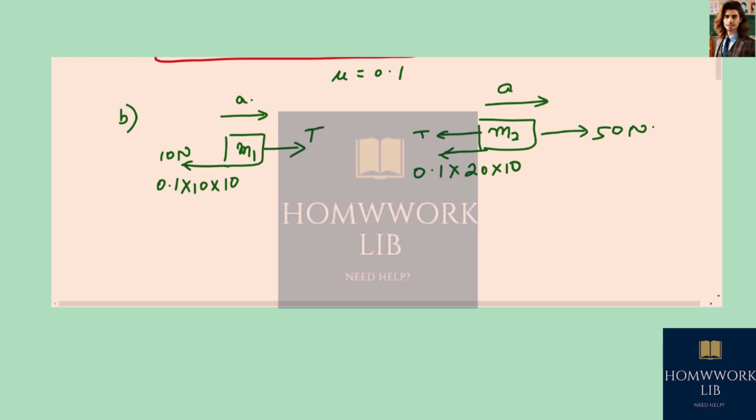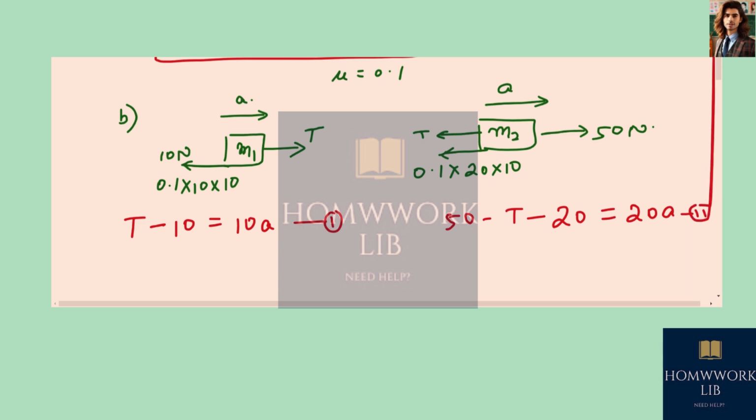The net force in block M1 is T minus 10, equal to m1 times a. The mass is 10, so 10a. That's equation 1. Similarly, applying Newton's second law to block M2, we get 50 minus T minus 0.1 times 20 times 10, that will be 20, and this is equal to m2 times a, so 20a. This is equation 2.